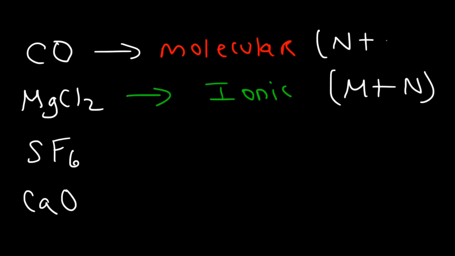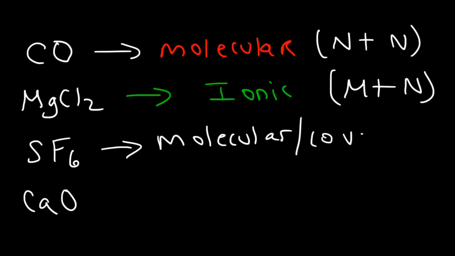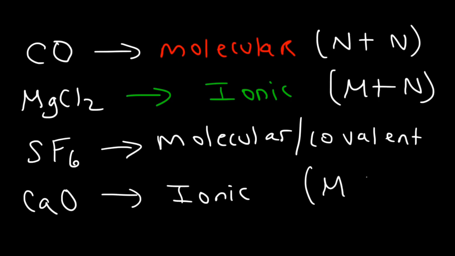Here we have two nonmetals. I'm going to use N for nonmetals and M for a metal. Sulfur hexafluoride, that's composed of two nonmetals. Sulfur and fluorine are both nonmetals, so this is going to be a molecular or a covalent compound. Calcium oxide is ionic. Calcium, like magnesium, is an alkaline earth metal. It's in the second group of the periodic table, that is the second column. It's composed of a metal and a nonmetal, making it ionic.